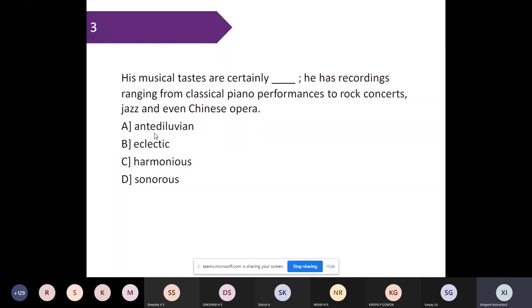Eclectic means it's broad and diverse range. Okay, broad and diverse range. That's eclectic. And harmonious. Harmonious is being melodious. That's harmonious. Sonorous means having a ringing sound. That is sonorous.